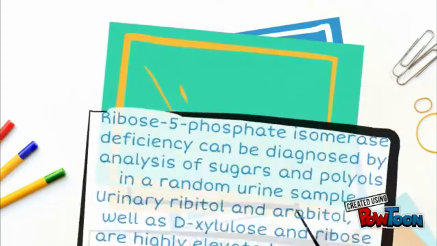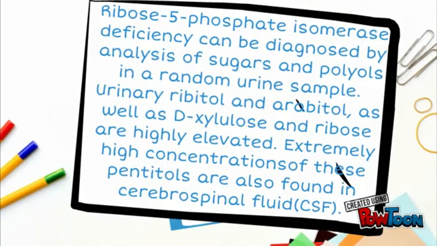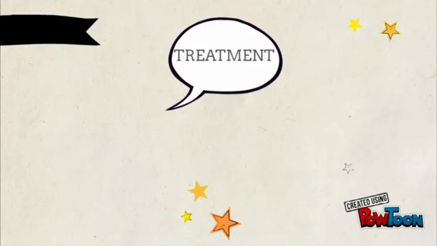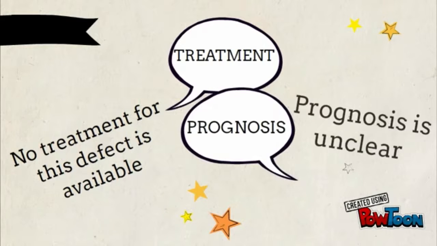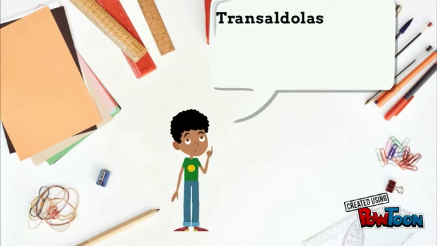Ribose 5-phosphate isomerase deficiency can be diagnosed by analysis of sugars and polyols in a random urine sample. Urinary ribitol and arabitol as well as D-xylulose and ribose are highly elevated. Extremely high concentrations of these pentitols are also found in cerebrospinal fluid. Unfortunately, no treatment for this defect is available and the prognosis also is unclear. Next, transaldolase disorder.